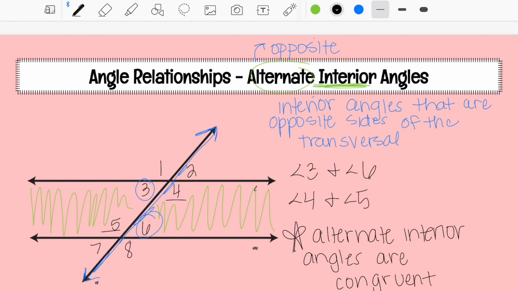So if angle 3 is 45 degrees, so would angle 6. And if angle 4 was 135 degrees, then angle 5 would have to be the same because they are congruent. Take a moment to pause the video if you need to finish any of your writing before we move on to the next one.